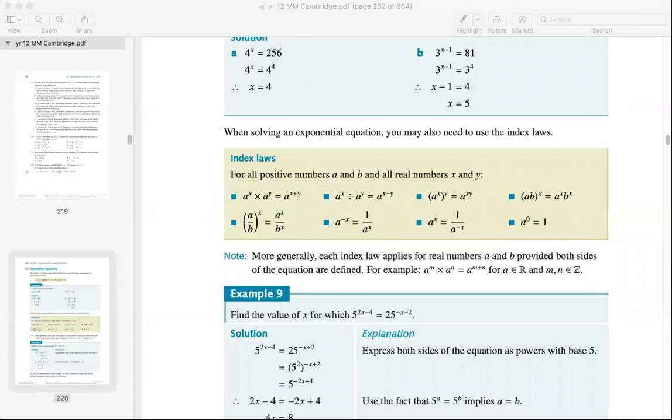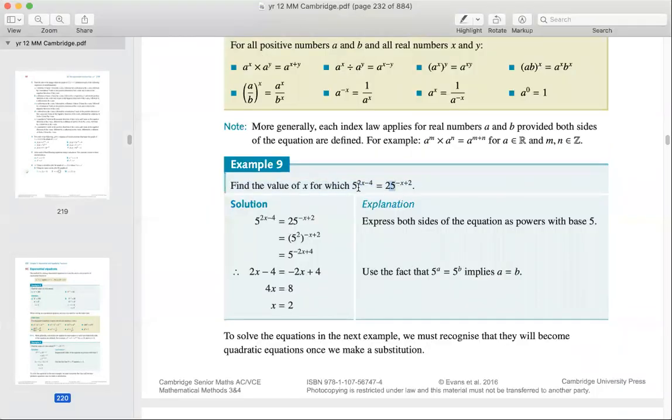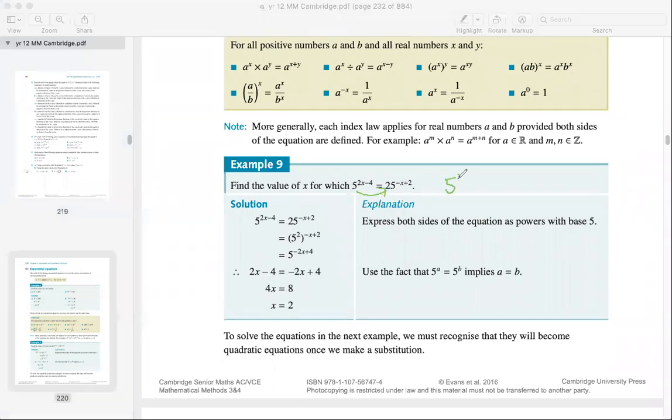So in this case, again, for example 9, change to the same base, okay? But for this one, there are two ways. You can change to 25 as they did in example 9, but you also can change 5 to 25, because you can do 5 squared to the x minus 2 equals 25 to the negative x plus 2. So the left hand side becomes 25 to the x minus 2 equals 25 to the negative x plus 2. So x minus 2 equals negative x plus 2, which means 2x equals 4. So again, my x is going to be 2.